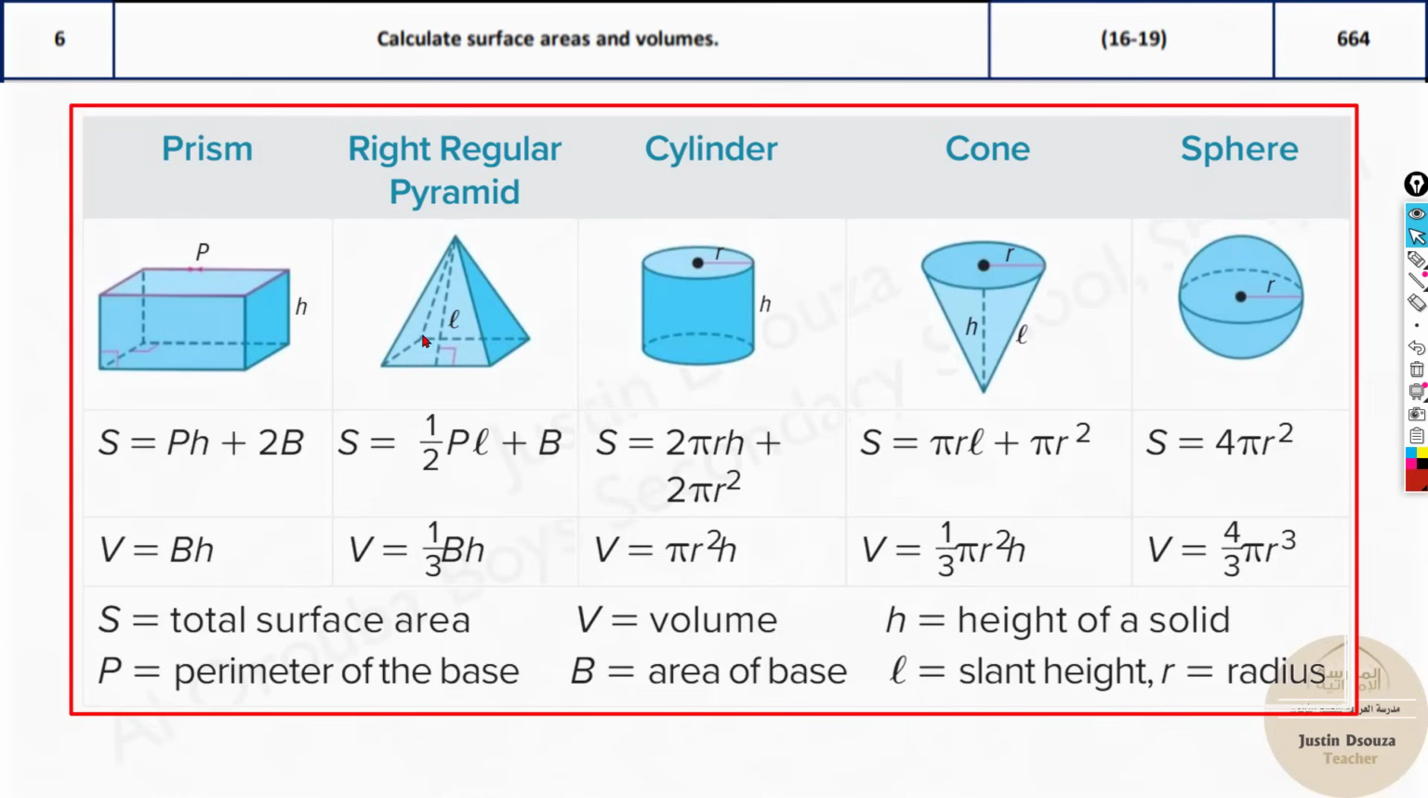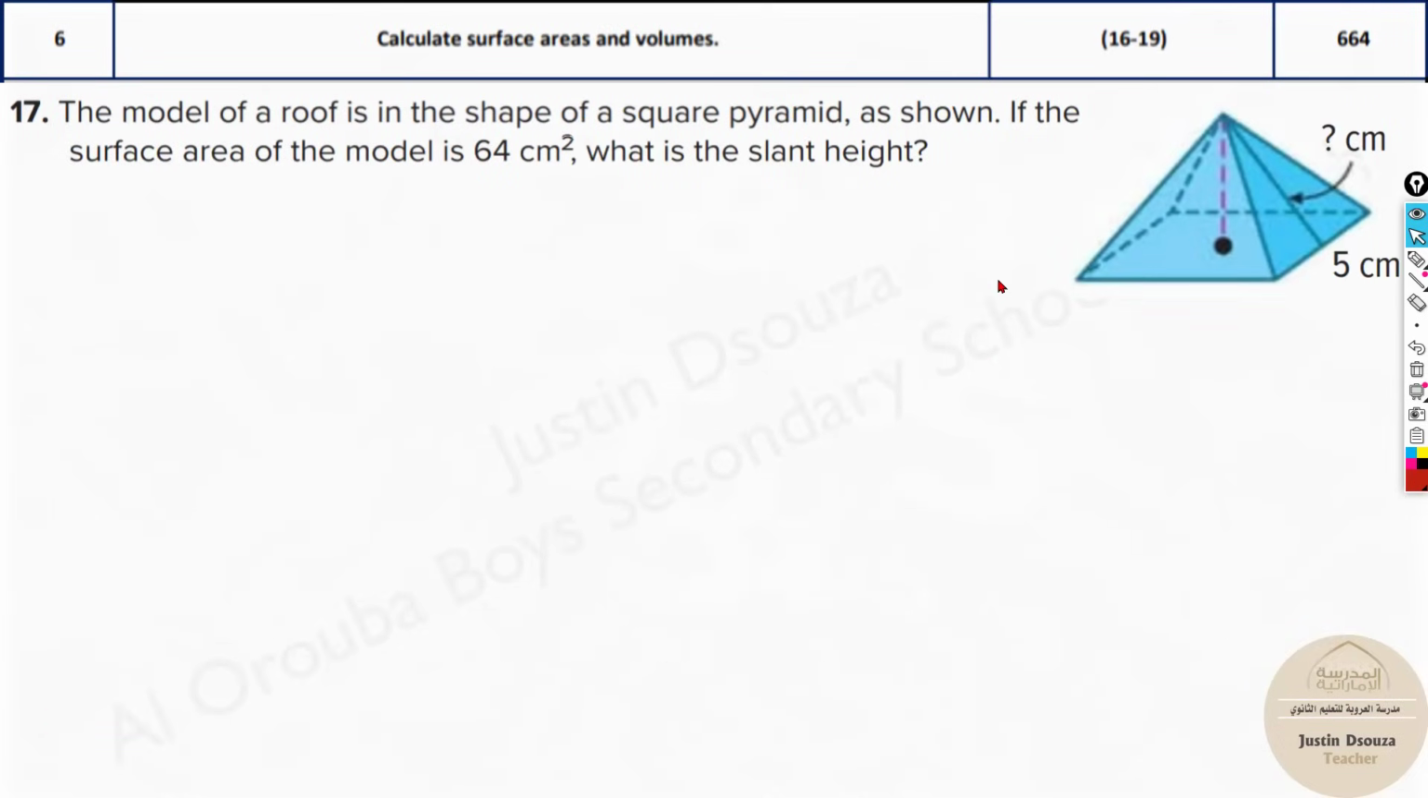Here, if it's a right regular pyramid, it's the perimeter of this square base. So that's the thing. And L is the slant height. It's not the vertical height. H is the vertical height. L is the slant height. R is the radius. And over here, H is the vertical height. L is slant height.